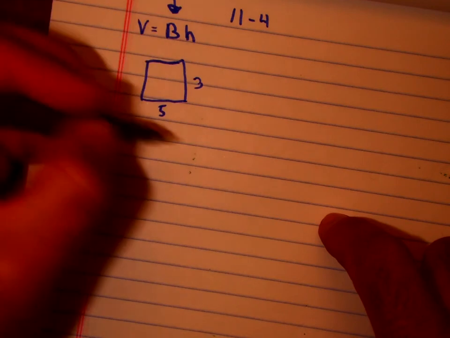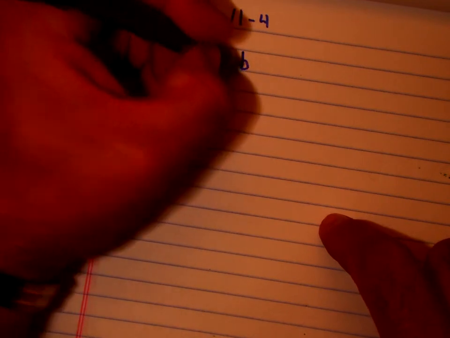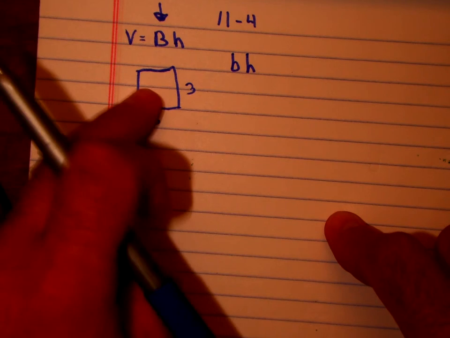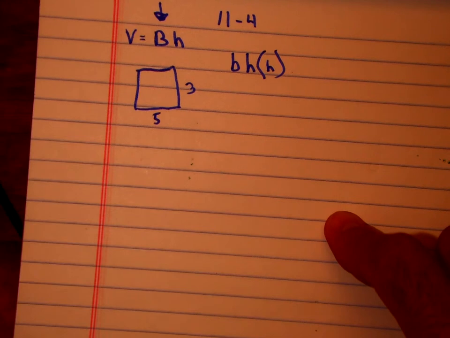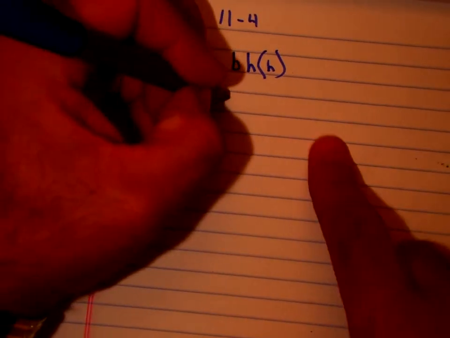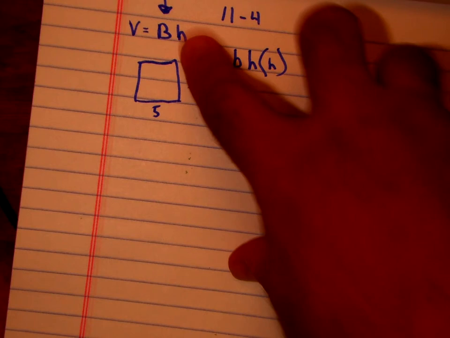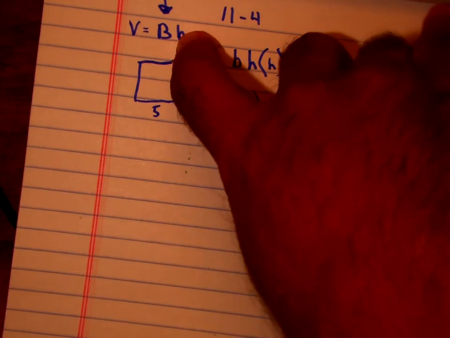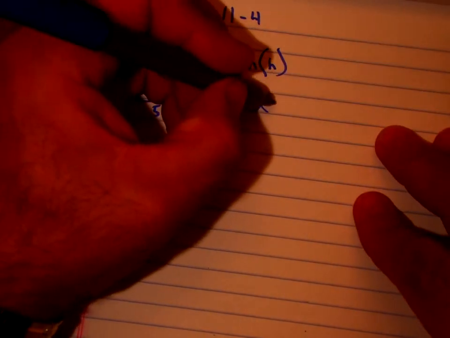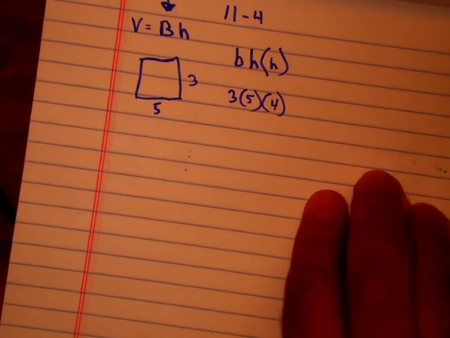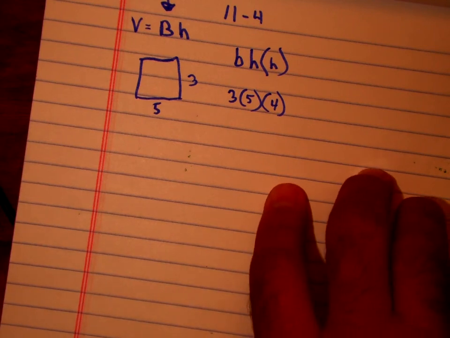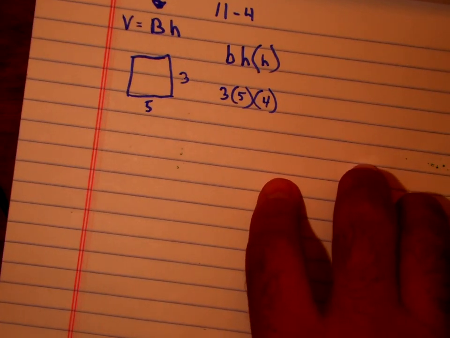So I know the area of the base is base times height, times the height of the figure. That's what volume is. So we have 3 times 5. And remember, this height here comes from the numbers I didn't put down. 4. Okay, pretty basic. Not a hard type of problem to do.